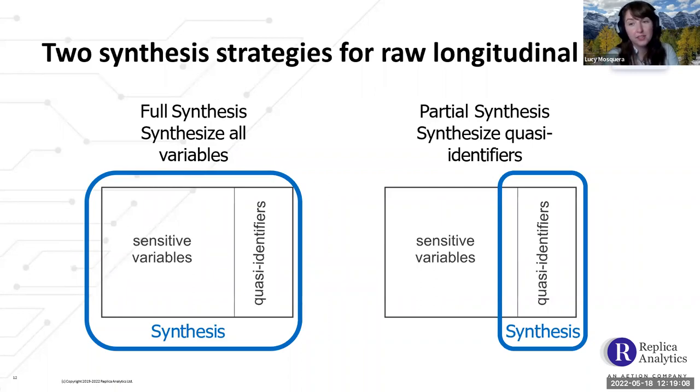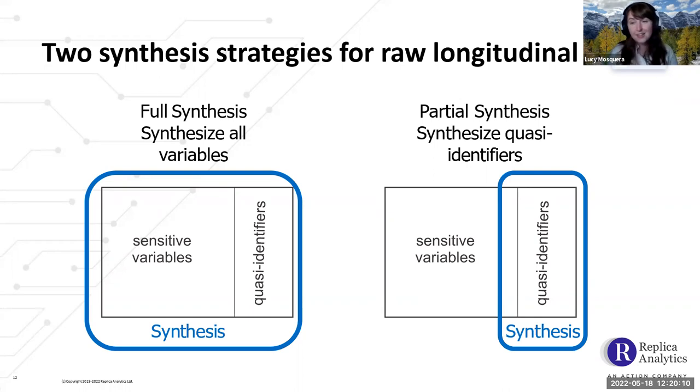Just to illustrate what I mean about full synthesis versus partial synthesis, full synthesis on the left-hand side synthesizes all the variables in your data set for all individuals. When we're talking about components of a data set from a privacy perspective, you can break things up into quasi-identifiers versus sensitive variables. The quasi-identifiers are variables that could be used in combination to re-identify individuals in your data set. When you hear about quasi-identifiers, the most common ones you'll hear are going to be age, sex, and location. It can also be things like educational status or where you work, racial information, ethnic information. These are traits that an adversary who's trying to attack your data set could know about an individual and use in combination to uniquely re-identify.